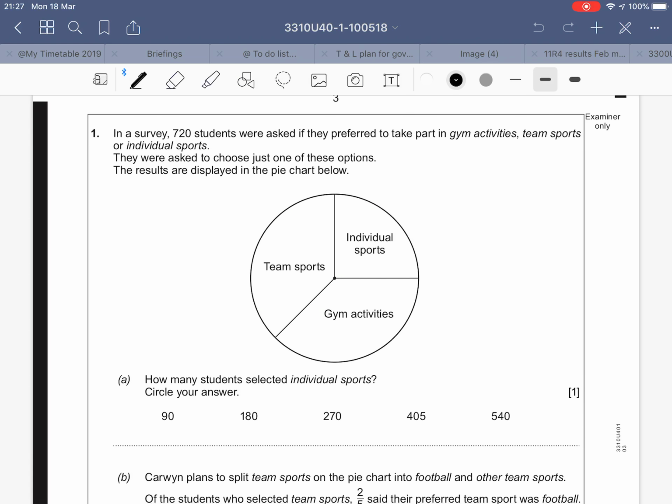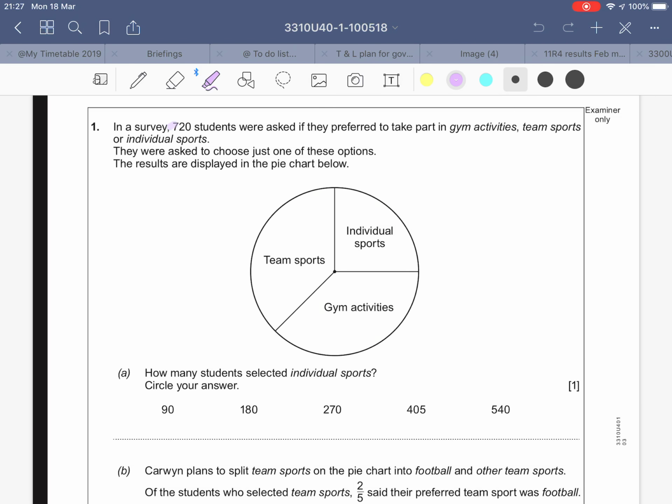Circle your answer. So there are 720 students altogether, and individual sports is this slice of the pie chart here. This slice of the pie chart here is the equivalent of a quarter of the pie chart. So a quarter of 720 people would mean that we had 180 people choosing individual sports.